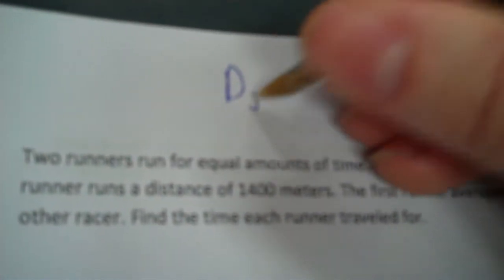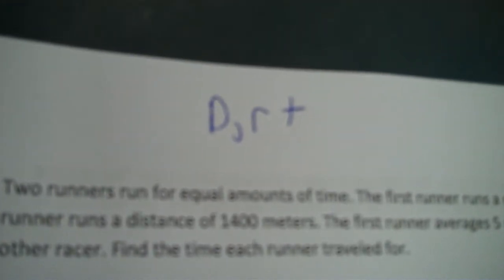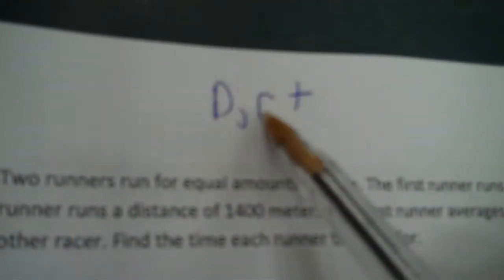Now we're going to use something we haven't used this year at this point, and this is the DRT formula, okay? DRT, distance, rate, time. Whenever you're dealing with distance, rate, time, you want to make a box just like that. You're going to split it into 3 columns. This box here is for runner number 1, and this is runner number 2.